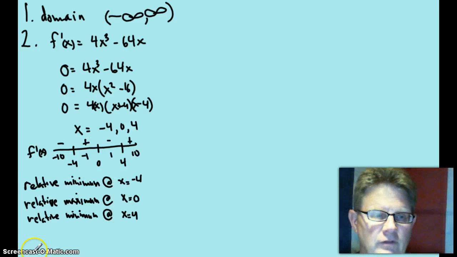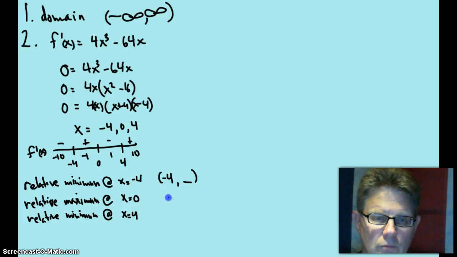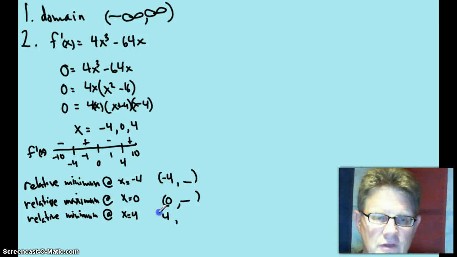Using the first derivative test, I found that there's a relative minimum at x equals negative 4, a relative maximum at x equals 0, and a relative minimum at x equals 4. Now I would like you to find the coordinates of those points on the graph of f of x. So go ahead and put these values back into the original f of x to find out what the coordinates of those relative mins and maxes are. And then come on back.